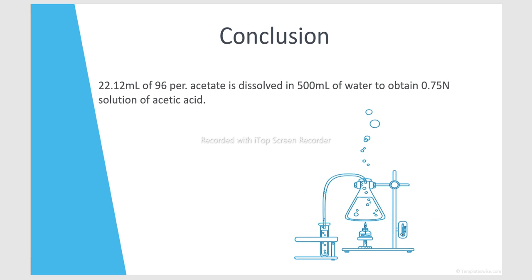Conclusion: 22.12 milliliter of 96% acetate is dissolved in 500 milliliter of water to obtain a 0.75 normal solution of acetic acid.